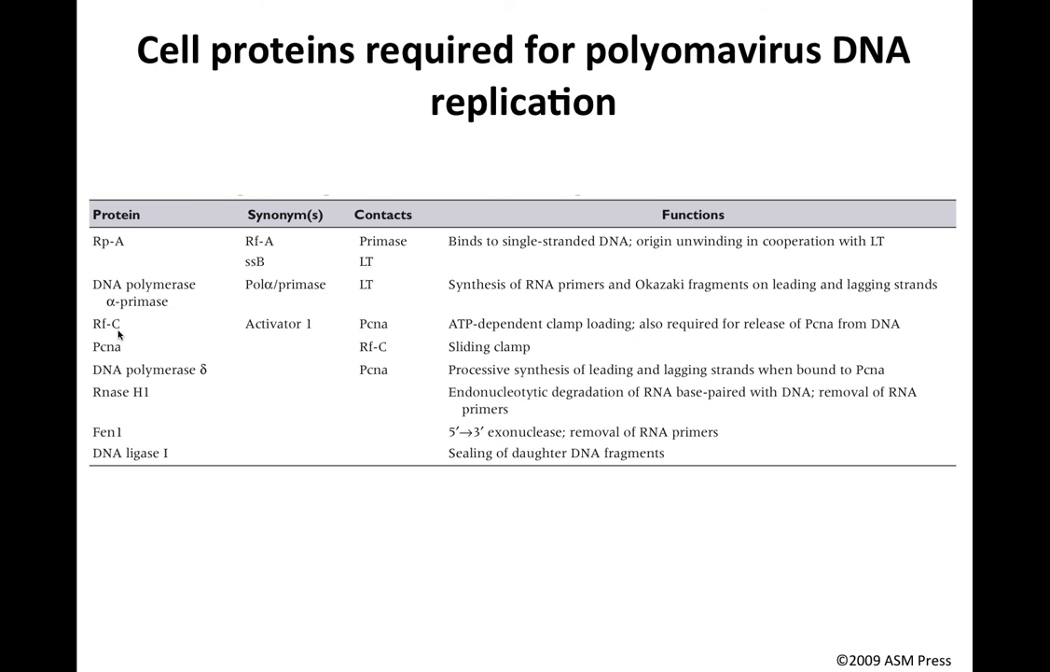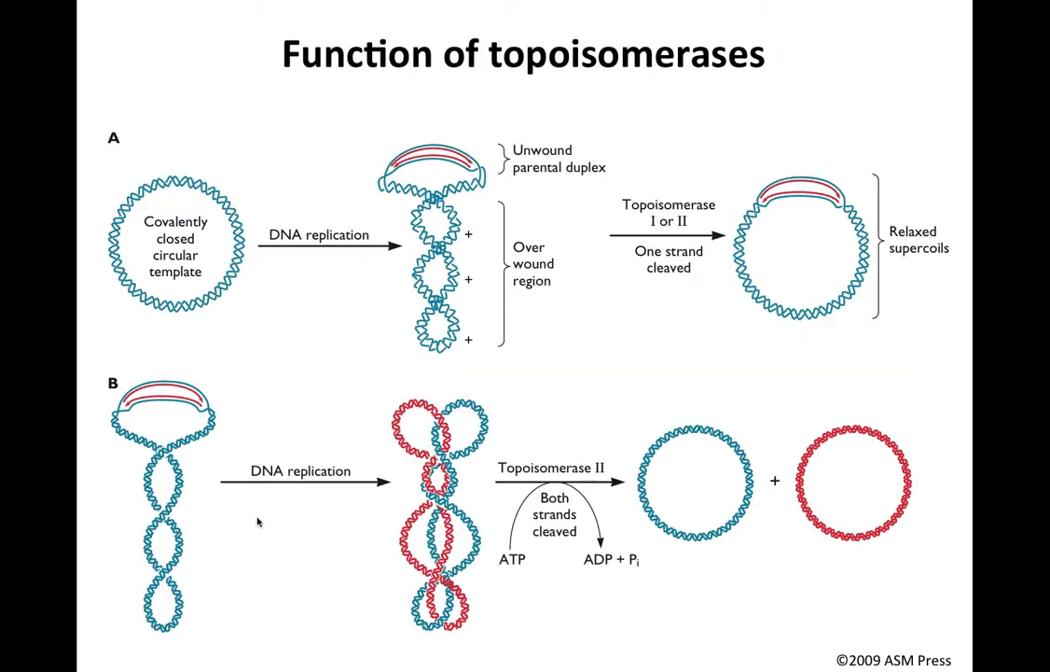RFC, the clamp loading protein. PCNA, the sliding clamp. The DNA polymerase that does the long DNA synthesis. And then the enzymes that degrade the primers and ligate the daughter DNA strands together. So it's a good reference table for you if you're looking at those previous images to see what's what.